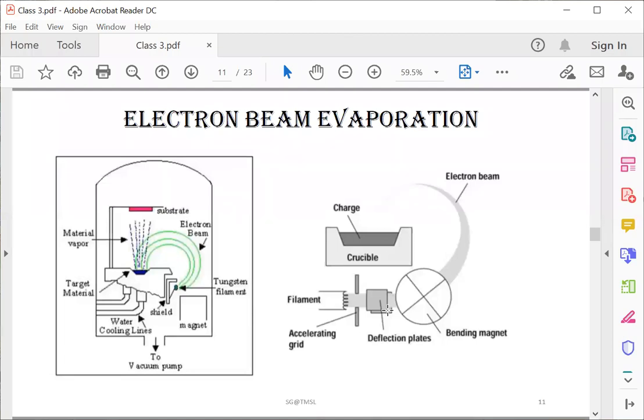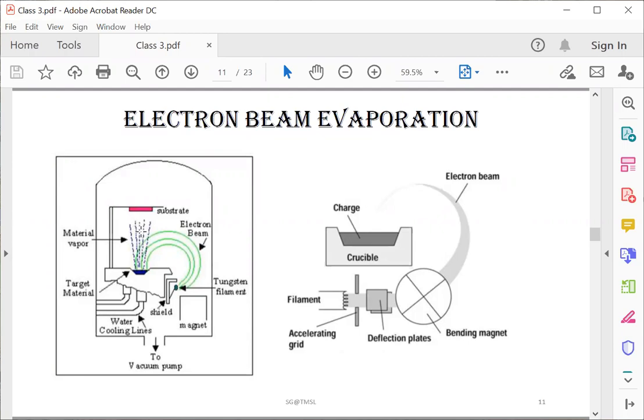Okay. And after focusing it, that point is incident on the crucible. So that means electron beam generation, then acceleration, then guiding. Now guiding the beam, so through the electrostatic deflecting plates or magnets, then it will be focused to a point, and this high energy electron beam is incident on the charge here, on the charge, and as a result locally heat will be transferred to the charge and locally it will be melted, so and it will be evaporated. It will be evaporated in this way.